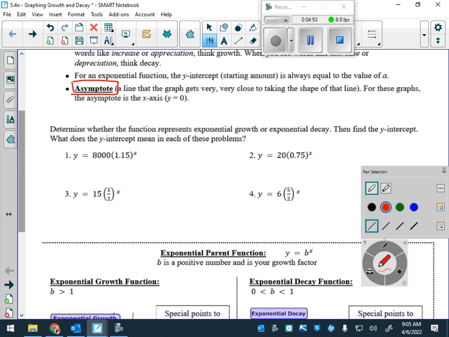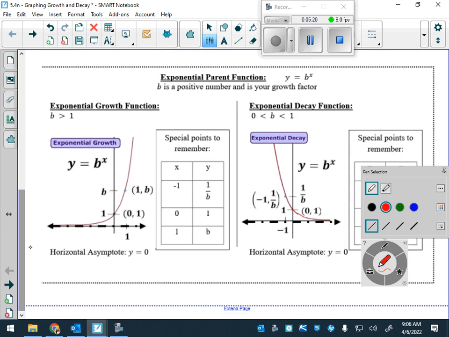Now, when there's no movement up or down, your asymptote is going to be the same. Y equals 0. Your asymptote will be the same, y equals 0. That is going to be your standard automatic asymptote if there's no movement up or down. Before we identify if we have growth or decay, I want you to look at what these graphs look like.